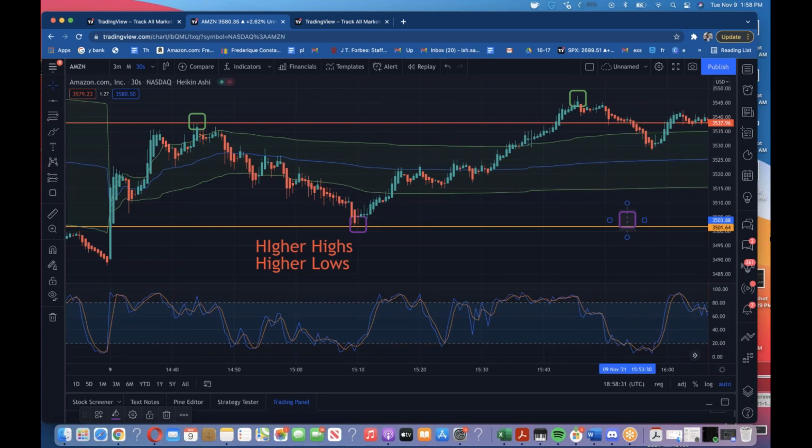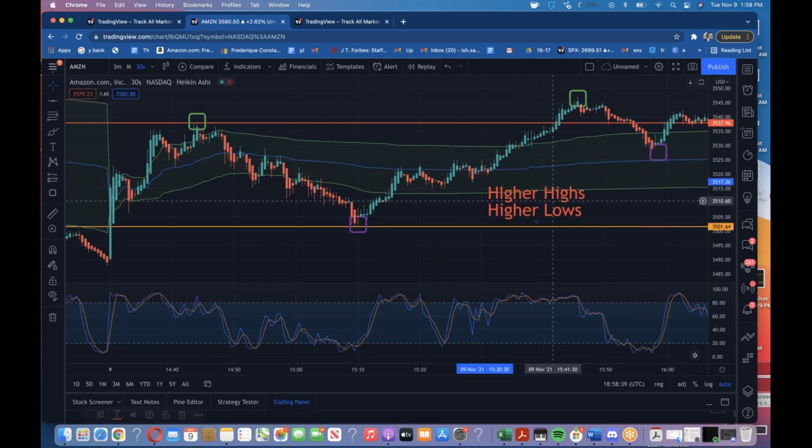And let me just try to draw it a little bit better for you guys so you can see. Right here. Higher highs and higher lows. Just like the screen says, green is showing higher highs, and the purple is showing higher lows, right? So when we see higher highs and higher lows, that reinforces a bullish thesis about price action, right? So there's the higher high and higher low.